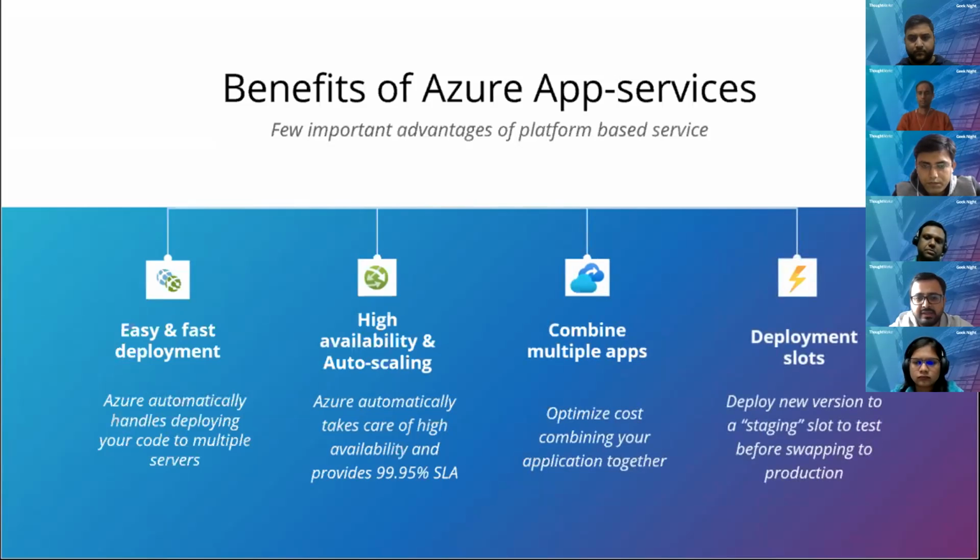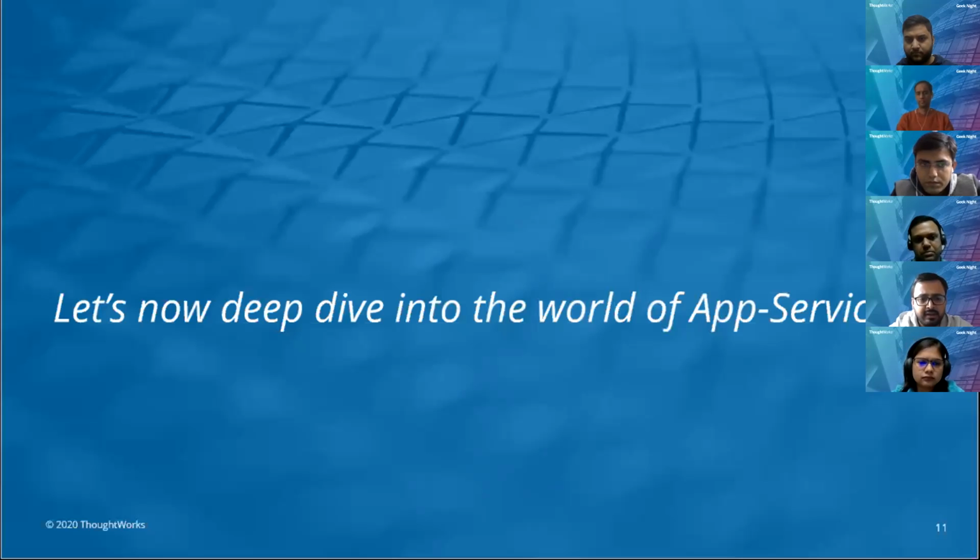One of the other good features which we can benefit from is that Azure App Services have various deployment slots. So you can use one slot, make it a staging slot, and test your functionalities or the changes which you are making there, before swapping that slot to production and making it live. Hope this helps. Now let us deep dive into the world of App Services.